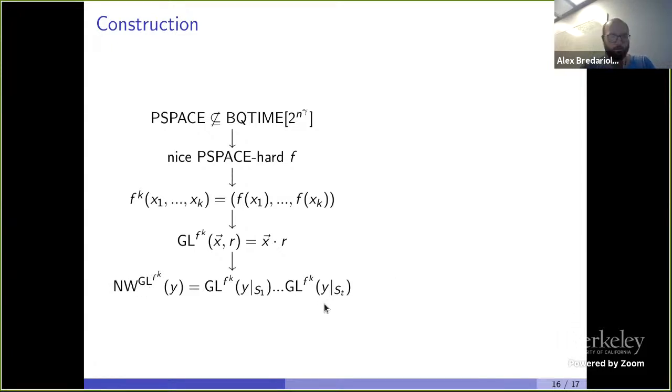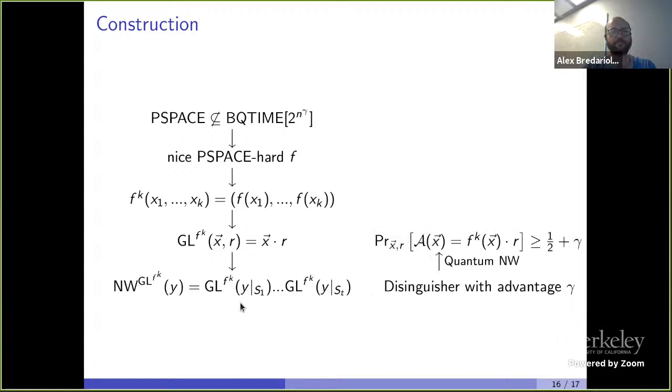And if you compose all the steps, what we show is if there exists a distinguisher with some advantage for this PRG, then we can actually construct some algorithm that can compute this function with probability at least half plus gamma. And then from a result by Adcock and Cleve, we can show that if you can compute the Goldreich-Levin of some function, you can also compute some function with probability gamma cubed over 2.